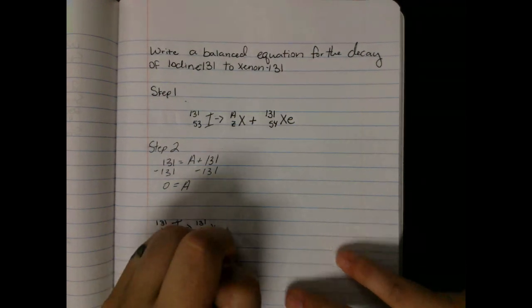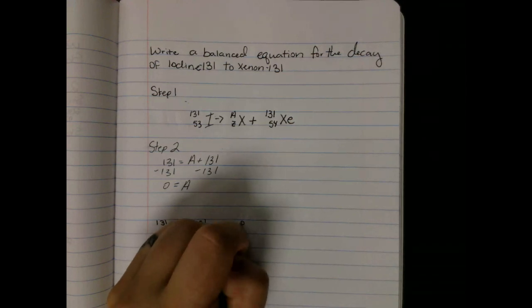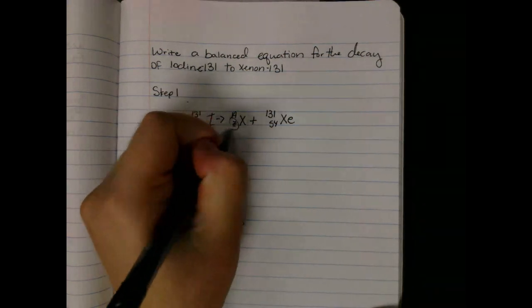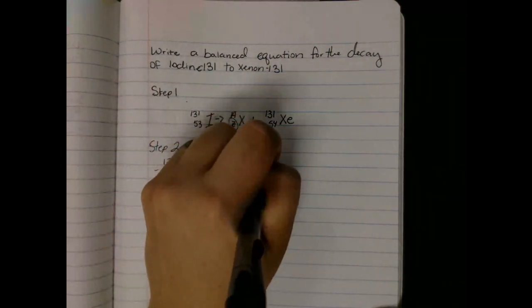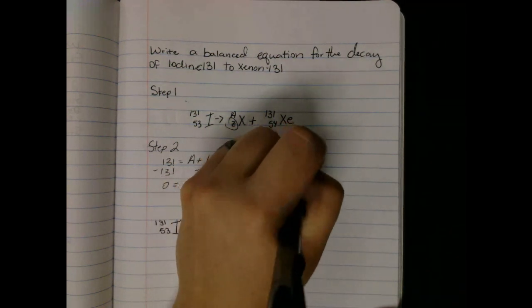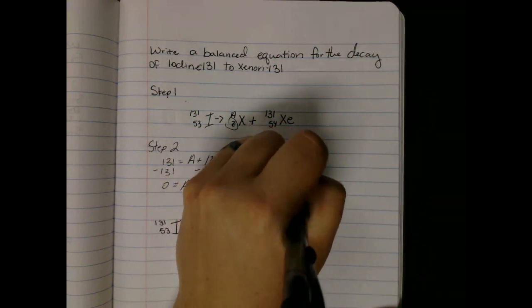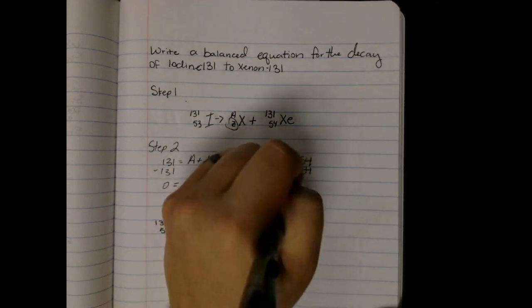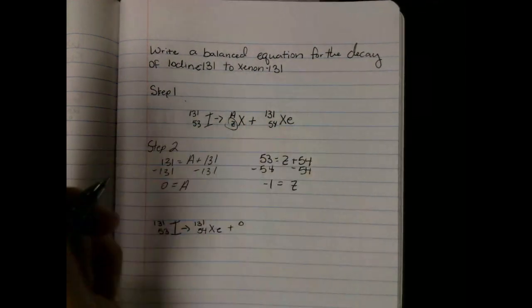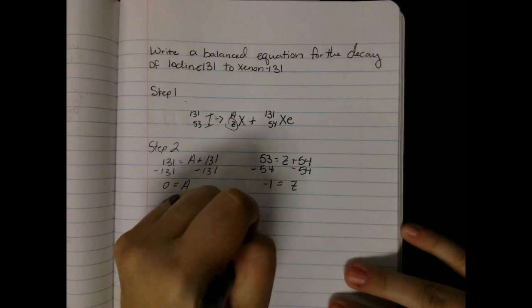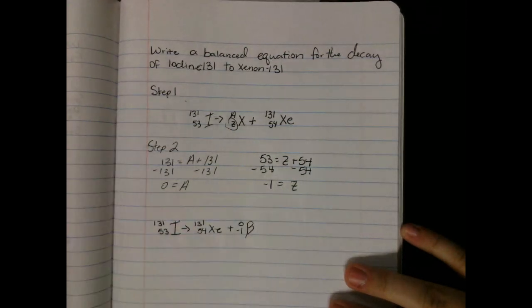So then I do my Z. So I know 53 equals Z plus 54. Subtract 54 from both sides. And I'm left with a -1. And we know that 0, -1 means that it's beta decay. So I'm going to do my fancy beta symbol. Does this make sense? Perfect. Now I've got some practice problems for you to do.